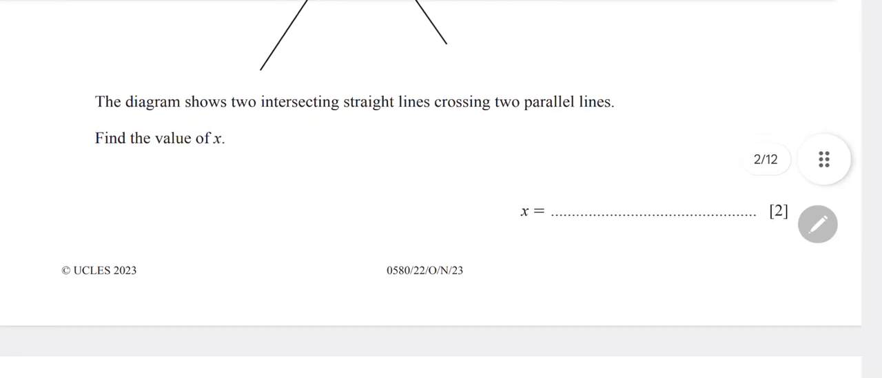So x equals 64, you can write down. Next question.